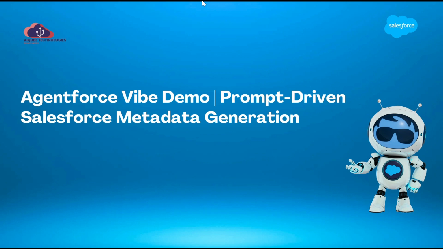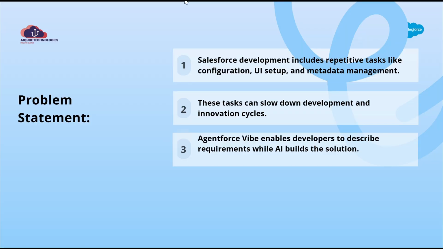Hello everyone. Today's demo showcases an exploration build using Salesforce Agentforce Vibe, a developer-centric, prompt-based capability that translates intent into Salesforce metadata and deploys it seamlessly. Salesforce development often involves repetitive configuration, UI setup, and metadata management. While powerful, it can also slow down innovation cycles. Agentforce Vibe changes this by allowing developers to describe what they want and AI handles how it's built.